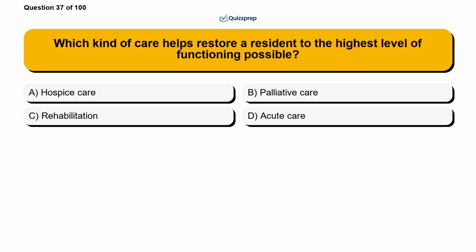Question 37. Which kind of care helps restore a resident to the highest level of functioning possible? Option A, hospice care. Option B, palliative care. Option C, rehabilitation. Option D, acute care. The correct answer is option C, rehabilitation.